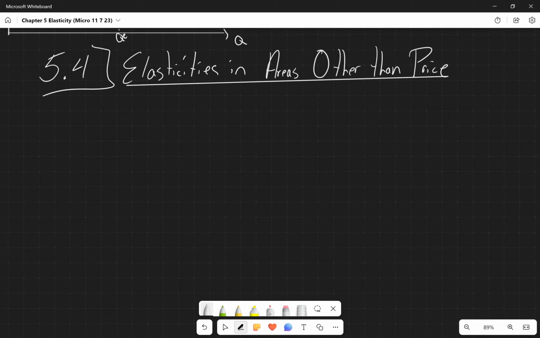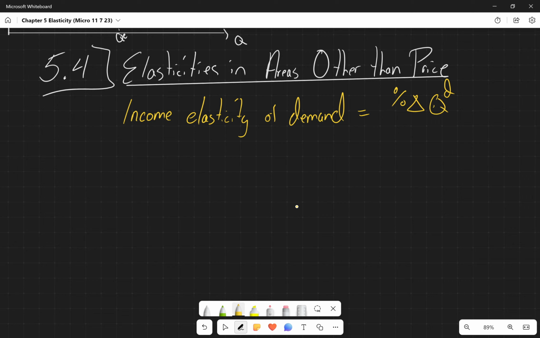But there are other types of elasticity that don't have anything to do with price, right? And so the first one we're going to talk about is what's called our income elasticity of demand. Our income elasticity of demand is defined to be our percentage change in the quantity demanded for some good divided by my percentage change in my income. And so for almost all products, this is going to be a positive number, right? So those products we call normal goods.